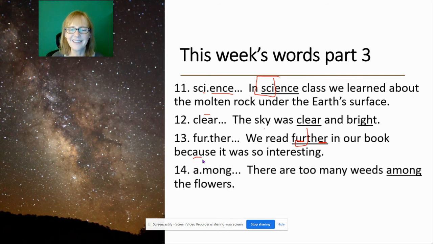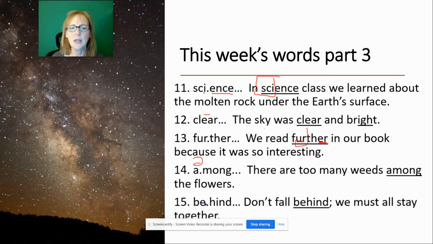Among. This is a schwa in our first syllable. I think we've talked about this before, but about, among, those words with the A at the front is a schwa spelled with the letter A. Among. There are too many weeds among the flowers. And our last word, behind. Here is the long E sound.